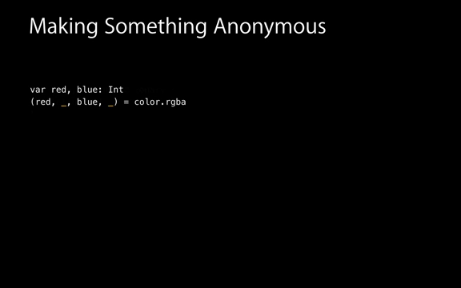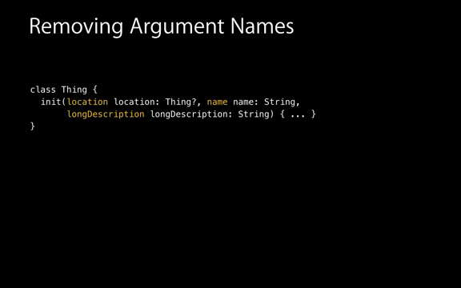And that's not just for initializations. I can even assign to it as a sort of value sink. So if I have a color, I can break it down into its color components. But in this case, I only care about the red and blue components, not the green and the alpha. So I just assigned the green and alpha components to underscore, which just immediately drops them.